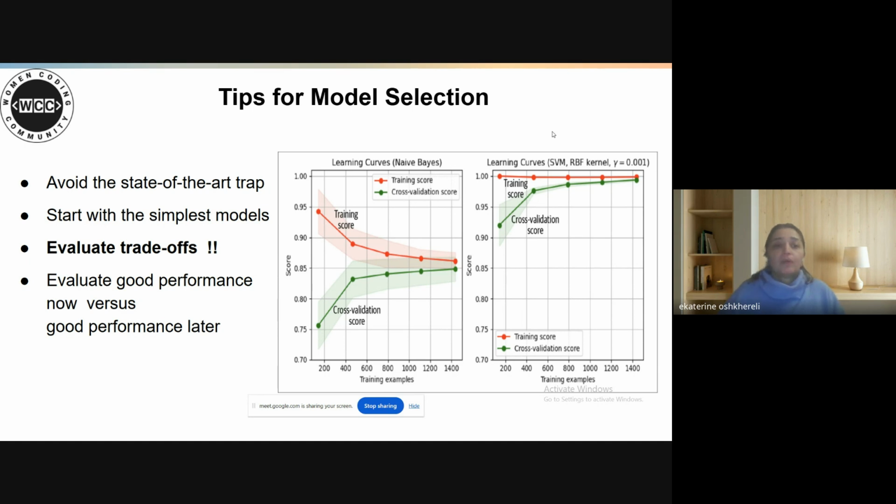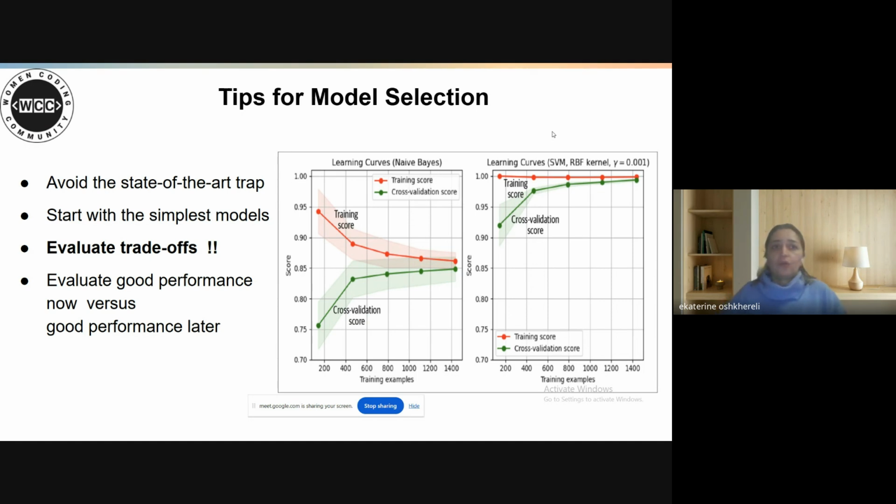Yes. So the first tip is to try to avoid the state-of-the-art trap. What does it mean? Many people believe that the most recent and advanced model would be the best solution for our problems, but that's not always true. If there is any cheaper and simpler way which can solve our problem, it's better to try this simpler solution.